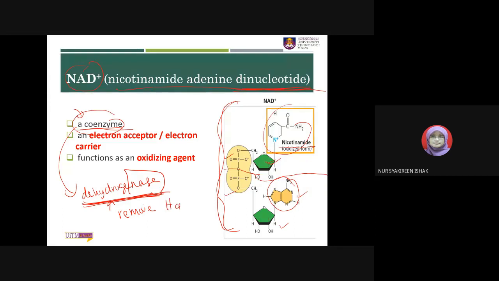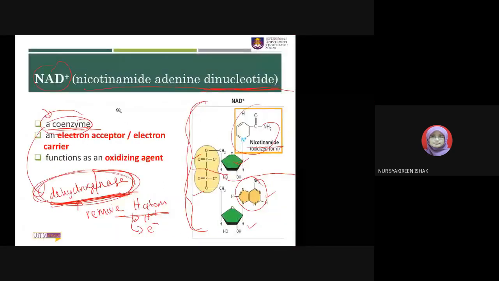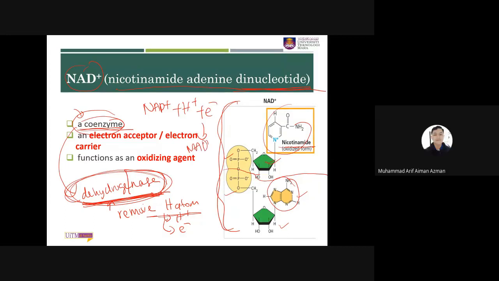So this is hydrogen atom. In a hydrogen atom it has what? Hydrogen ion and electron. So NAD+ is a coenzyme for the enzyme dehydrogenase. The function of dehydrogenase is to remove hydrogen atom from a substrate. So bila dia remove, nampak dia akan jadi NAD plus H plus electron. Macam ni lah NAD.